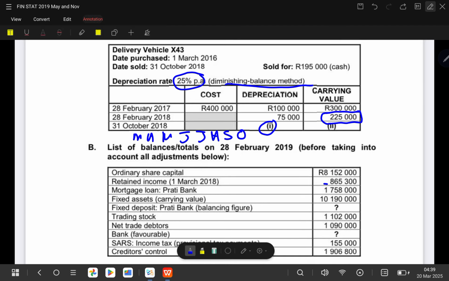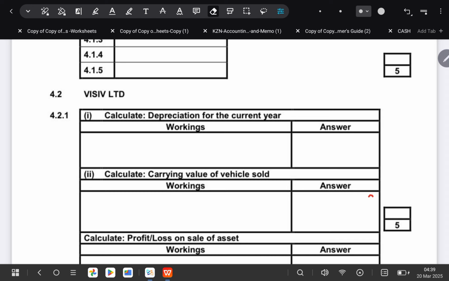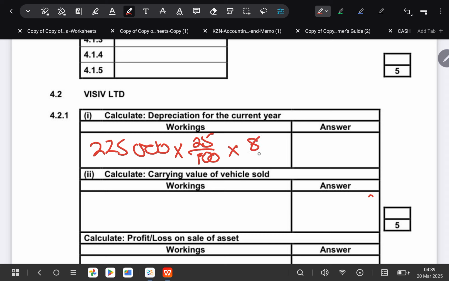So according to this, the carrying value of our asset at the beginning of the year is 225,000. So when we do the calculation, we're going to say 225,000 multiply by 25 over 100, and then multiply by 8 over 12. And then remember, it was with us from March, April, May, June, July, August, September, October. So it's 8 months.